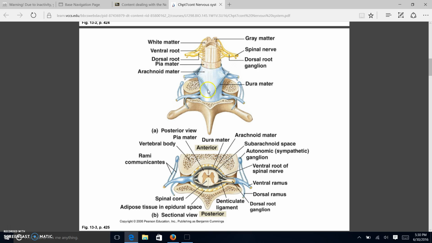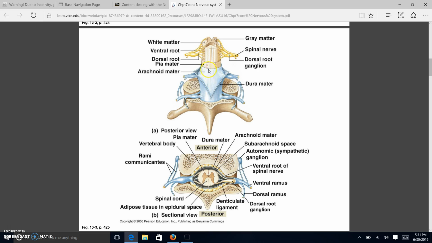All right, then underneath that we have the arachnoid mater, and this kind of has a web-like attachment area, and this area has something called a subarachnoid space, and this is where cerebrospinal fluid happens to flow. So we've got cerebrospinal fluid flowing right down the middle of that little central canal. We also have cerebrospinal fluid flowing in this subarachnoid space next to the arachnoid mater.